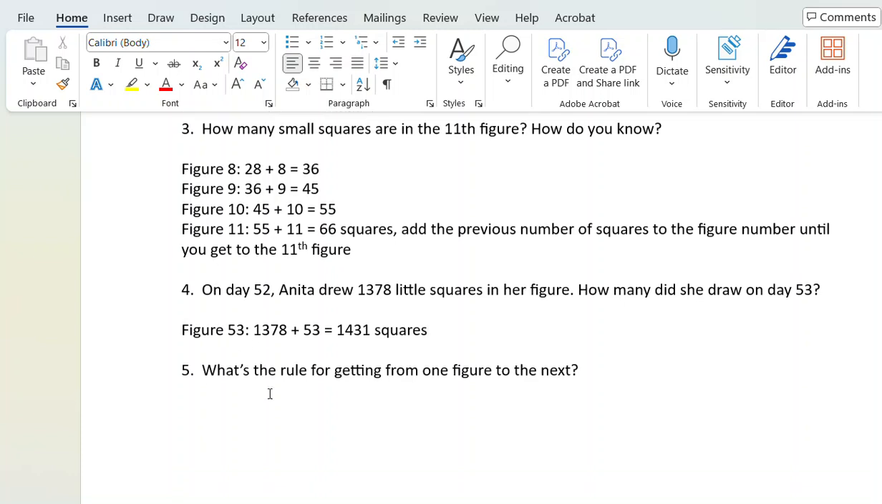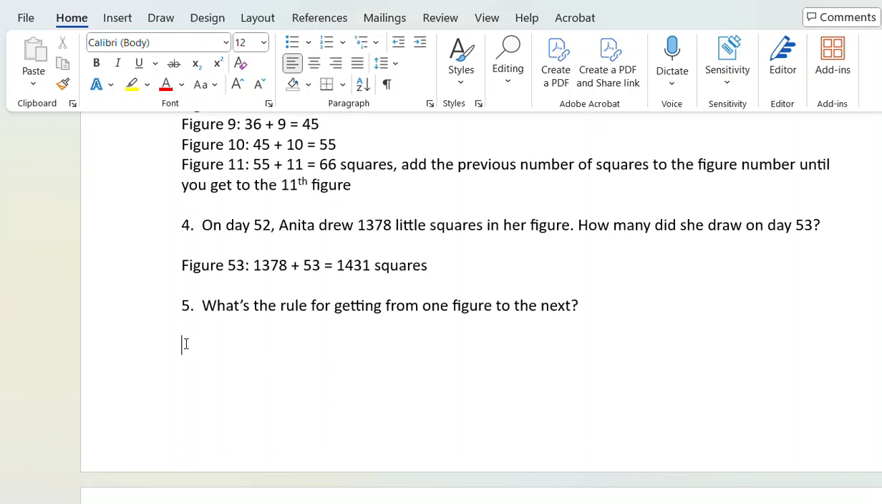What's the rule for getting from one figure to the next? We've kind of already said this, but add the previous total to the next figure number to get the total in the next.